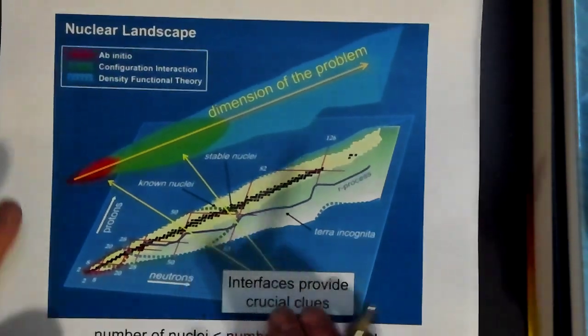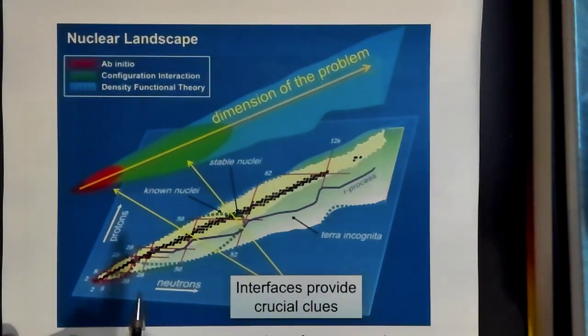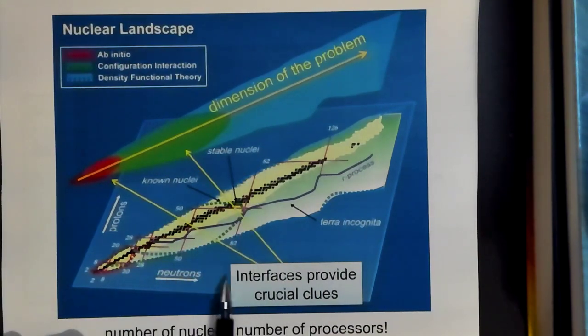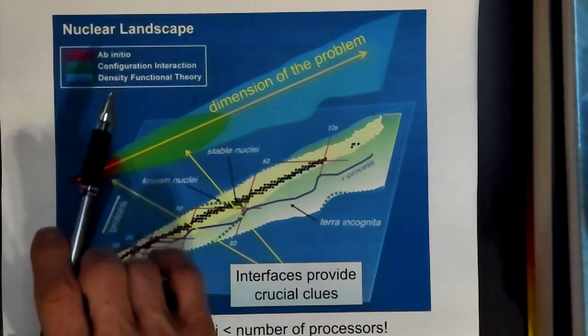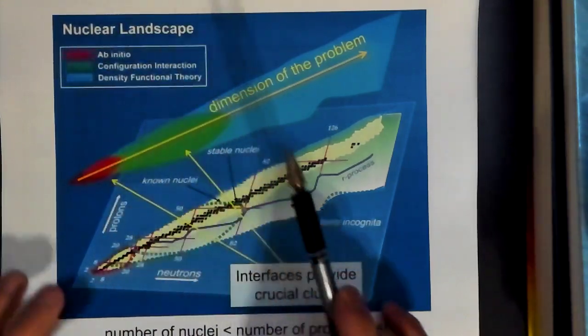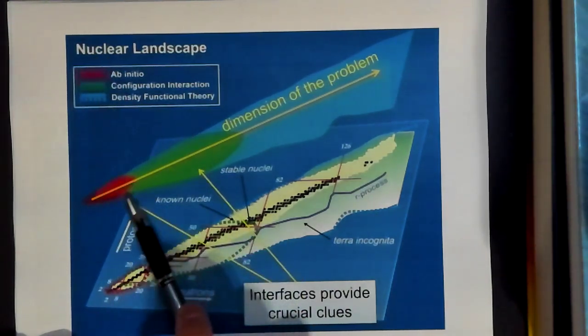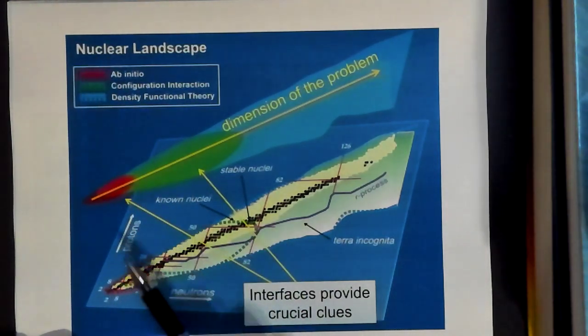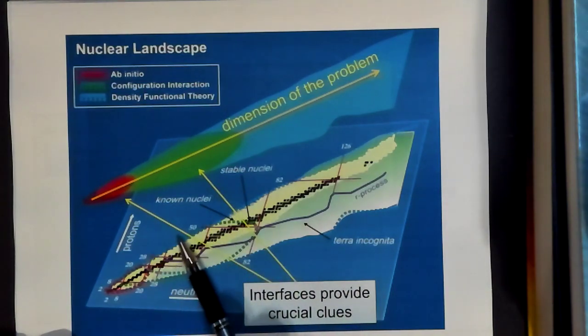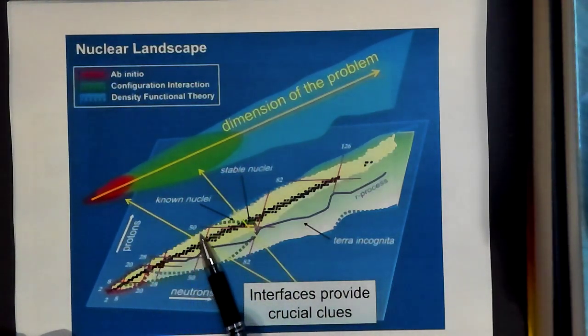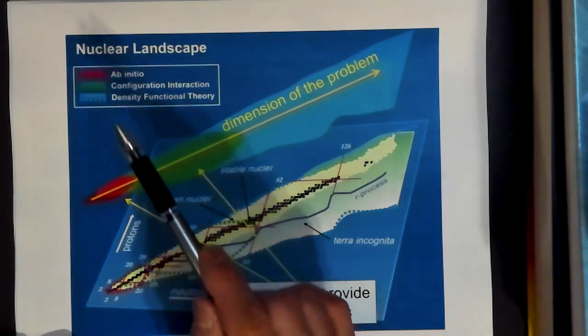Okay, here is the nuclear landscape. We've seen charts like this before. So we have neutrons in this direction, protons in this direction, and so there are the different approaches that allow you to go to rather lightish nuclei, so you're going from first principles, ab initio. If you use some shell model approach, you might be able to go quite a bit further, okay?